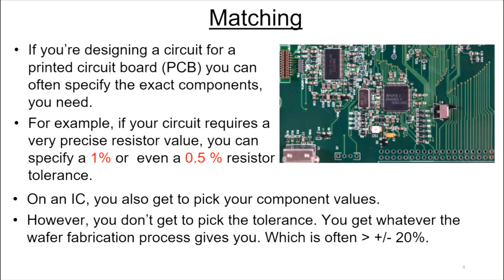So if you're designing a circuit for, say, a printed circuit board, you can often specify the exact components you need. For example, if your circuit requires a very precise resistor, you can specify a 1% resistor, even maybe a 0.5% resistor. On an IC, you also get to pick your component values, but you don't get to pick your tolerance. You get whatever the fab gives you. And that's often plus or minus 20%.